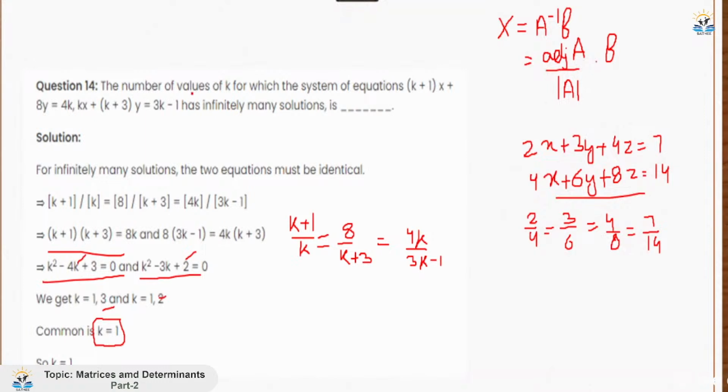So basically the number of values of k for which the system of equations has infinitely many solutions is 1 only, which is also equal to 1. Cool. Simple question, just compare the coefficients of both the equations. You will get two quadratic equations, take the common value, that common value is your answer.